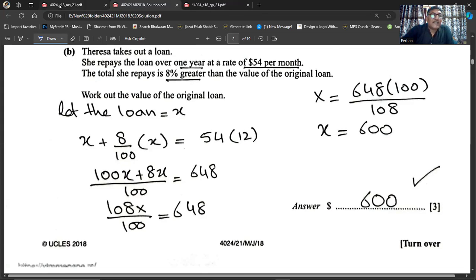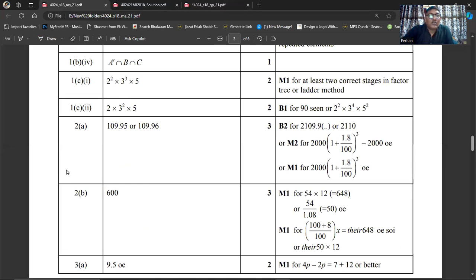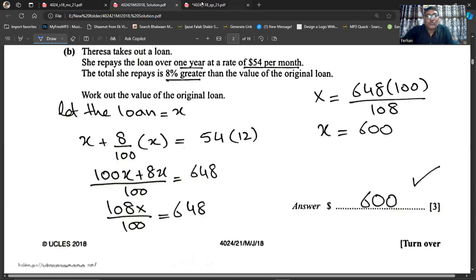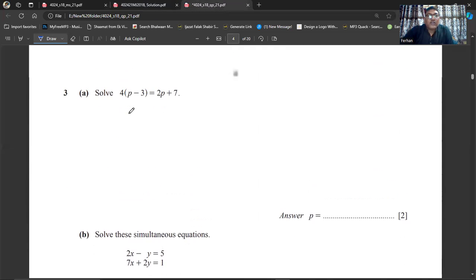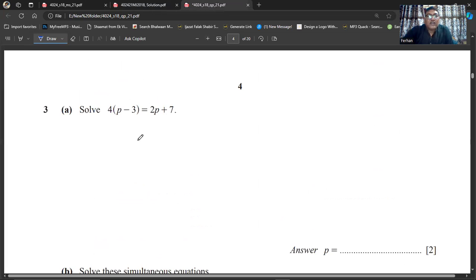So hopefully you understand. Question number 2 is the B part. $600 is the right answer, sir. That's showing up on your marking scheme. This is the solution. Okay, question number 3, and it's the A part.